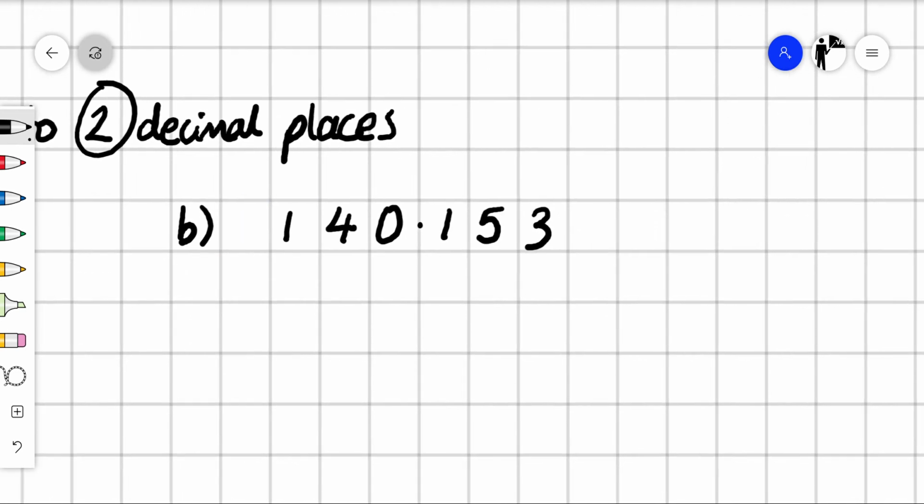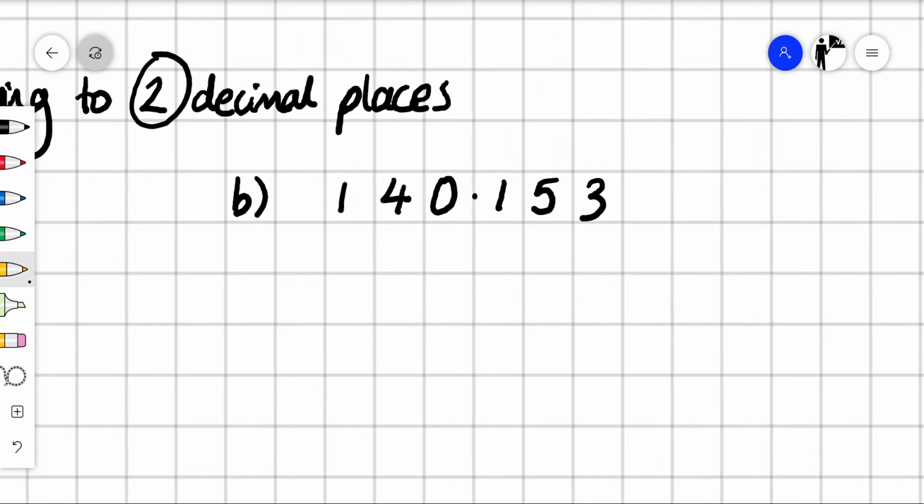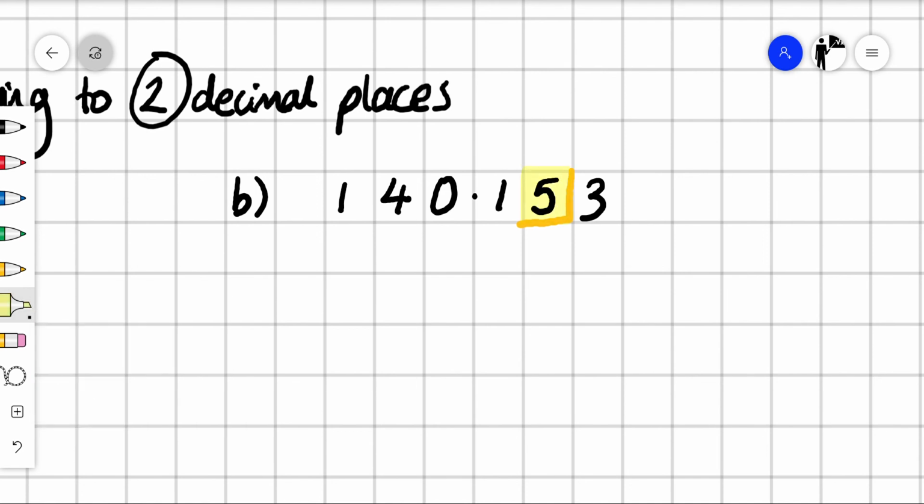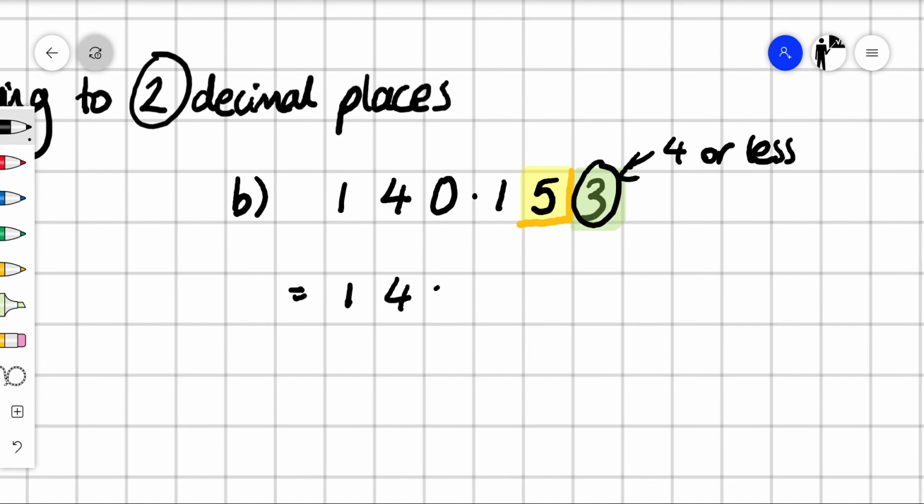And finally, 140.153. We're doing this to 2 decimal places, so I'm going to put my backwards L after my second number after the decimal point. So this 5 will stay the same, or it will go up by 1 depending on this number here. This number, if it's 5 or more, it goes up by 1. If it's 4 or less, it stays the same. We can see here that this is in the 4 or less category, so therefore the 5 will stay the same, 140.15.